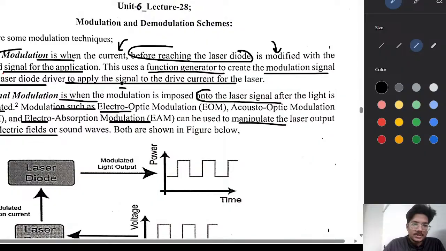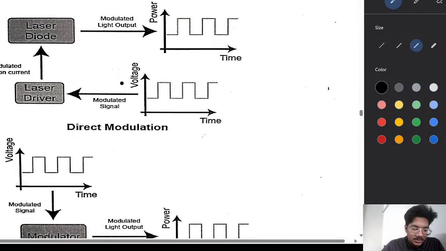So let's discuss what external modulation is. External modulation is when the laser produces a continuous light and the modulation is applied after that light is generated, using a separate optical device. The laser diode works in continuous wave, and the external modulator shapes the light according to the desired signal.